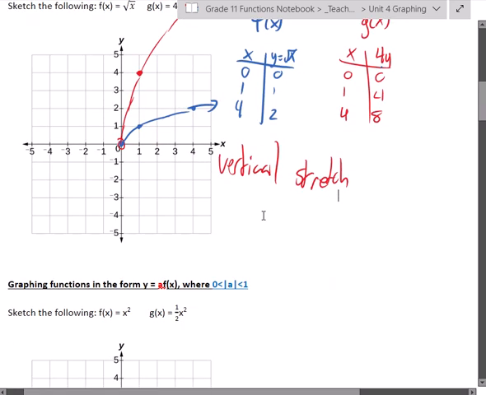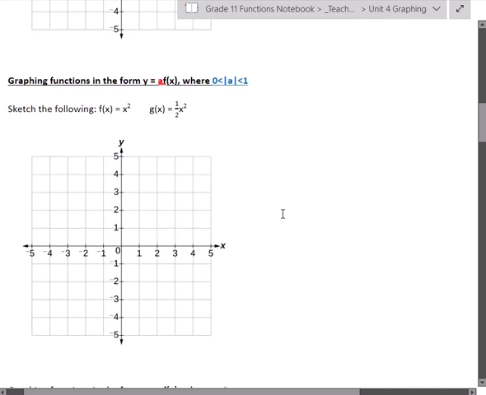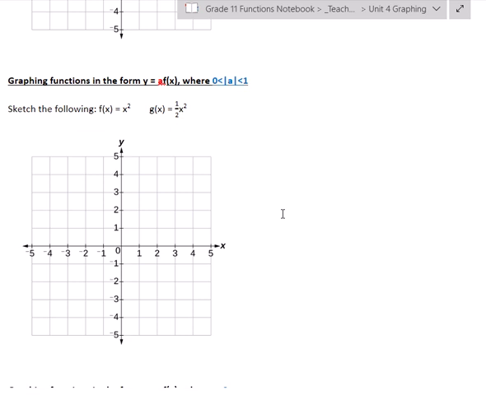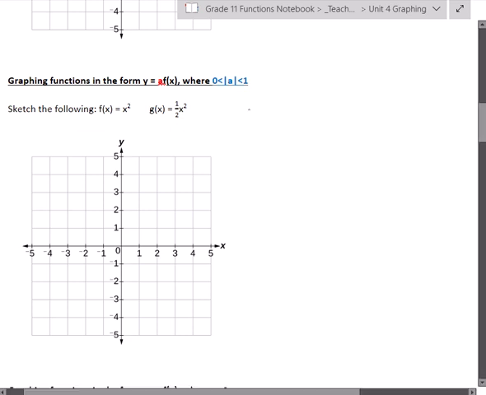Now let's have a look at when our a value is greater than 0 but less than 1. It can be a decimal or a fraction between 0 and 1. I can't just say fraction because, if, for instance, I have 4 over 3, that's not less than 1. That has a different effect. So we're working with x squared now. Let's graph our parent function for x squared. We can just go ahead and plot this.